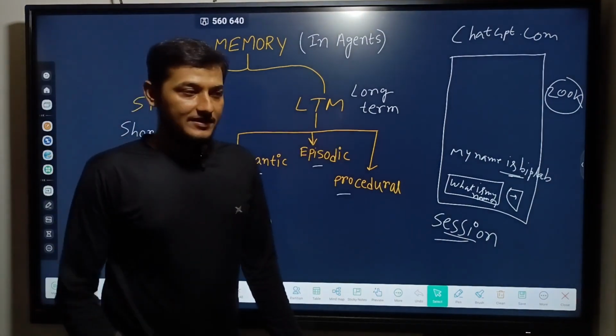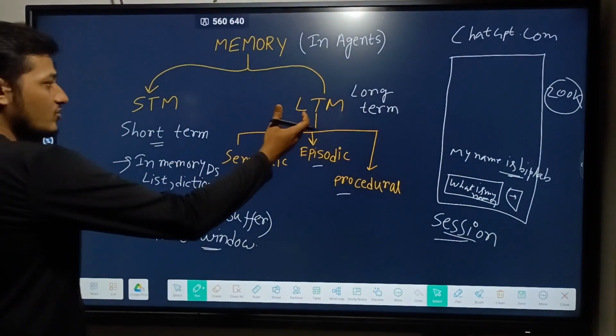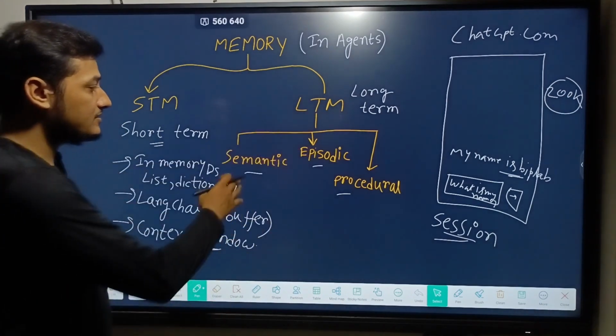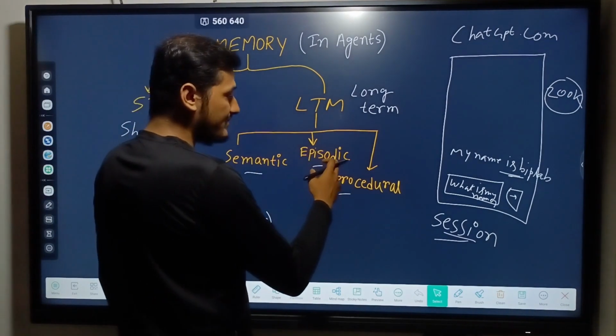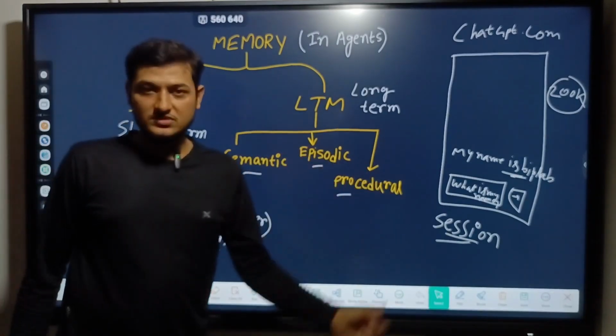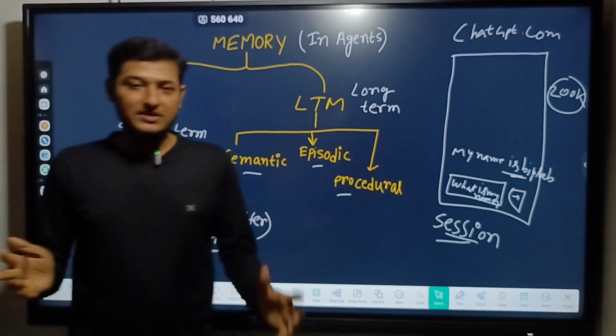So we have the idea of short-term memory. Now we will move to long-term memory, which is the LTM, and I have divided it into three things. One is the semantic, another one is the episodic, another one is the procedural. Now what are semantic, episodic and procedural? I will explain with an example.